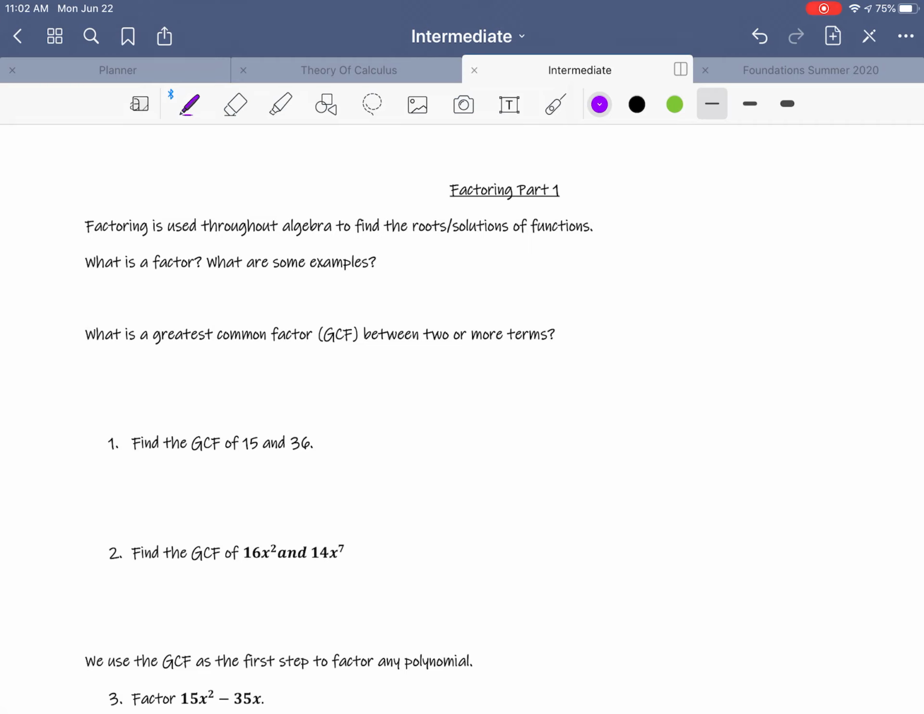So factoring is important because you're going to keep using it throughout algebra, calculus, and other branches of mathematics. It is used to help us find roots or solutions of functions, which is the place where a graph crosses the x-axis. So that's kind of where this is leading. We won't be finding the roots in this lesson, but you will be learning how to factor to help you do that in later lessons.